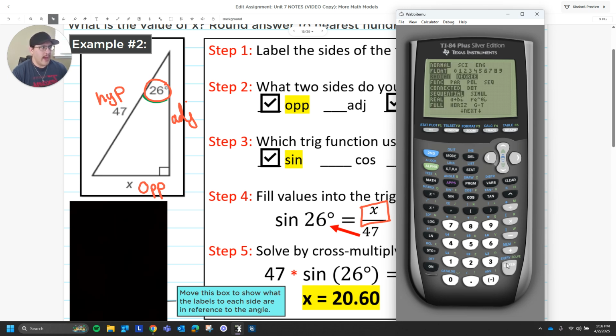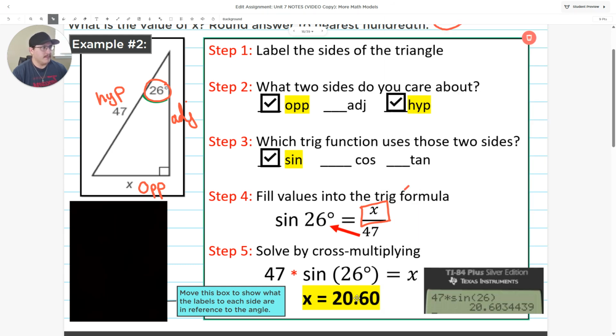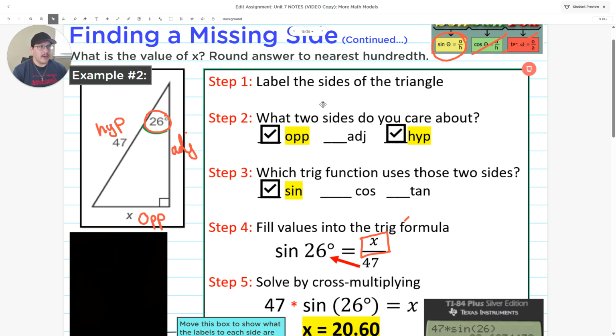Just to show you, if you have it in radians, 47 times sine of 26, you're going to get something completely different. So do not use the radian answer. Make sure you're only using the degree answer right there. And that's it. We found the missing side using our trig ratios. That's it for example 2.